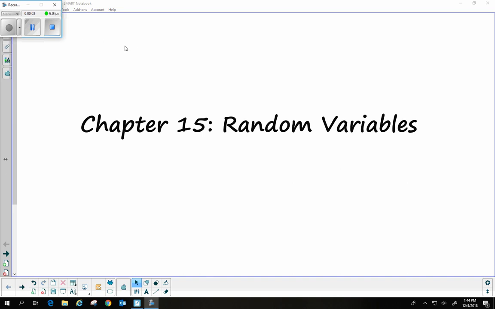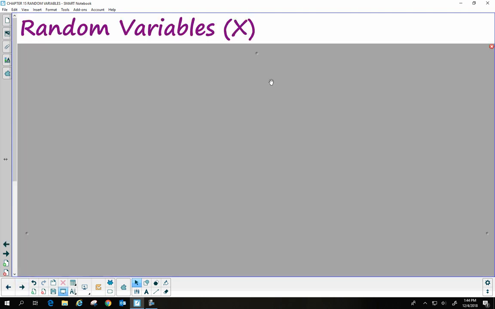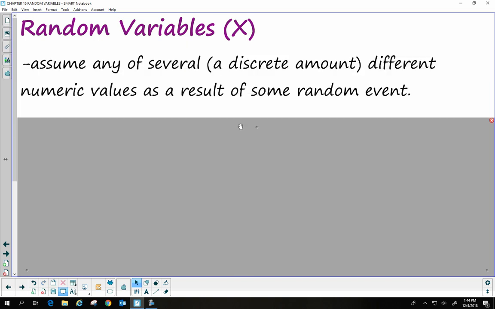Hey y'all, today we're going to stick with our probability stuff and we're going to talk about random variables. So we use the capital letter X when we're talking about a random variable. And a random variable, sort of a technical definition, can assume any of several different numeric values as a result of some random event. So I wrote a discrete amount. Right now we're going to talk about discrete random variables. That means there is a limited number of possibilities.